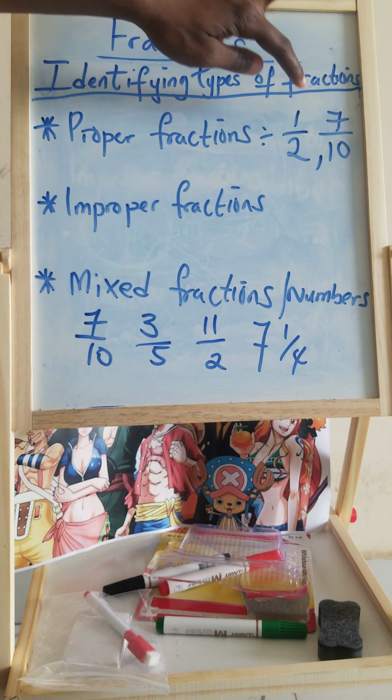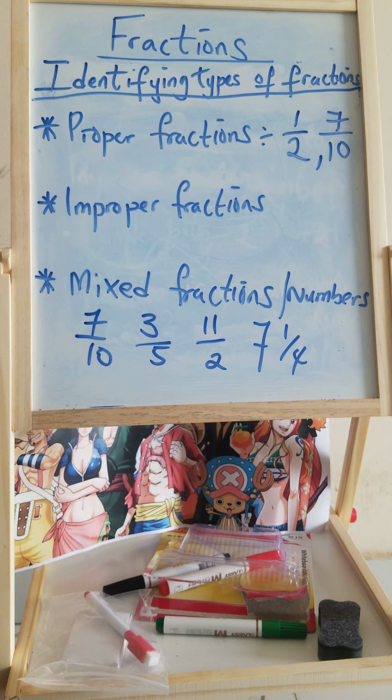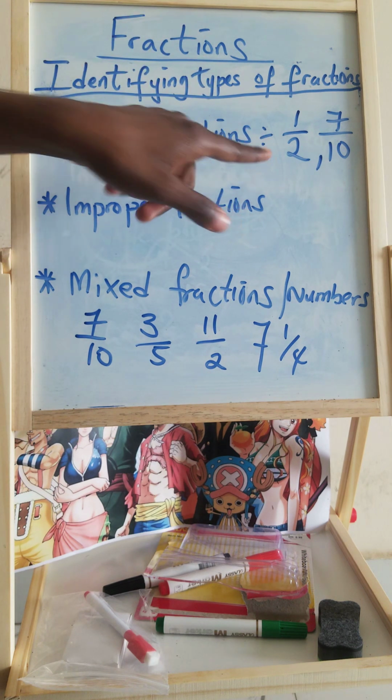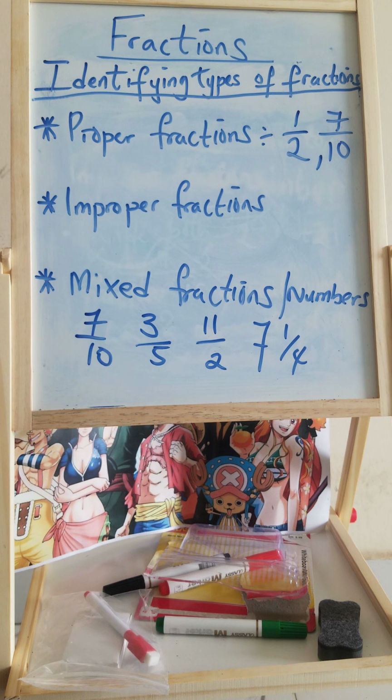Take for example, look at 1 over 2. The number that is greater here is 2. And it is down. It is carrying 1. It is normal for 2 to carry 1. Am I right? Yes, I know I am right. And look at 7 over 10. 10 is the number that is below the line. It is carrying 7 because it is greater than 7. So it is just proper for 10 to carry 7. So when you see a bigger number carrying the smaller number, then this is a proper fraction because it is proper.